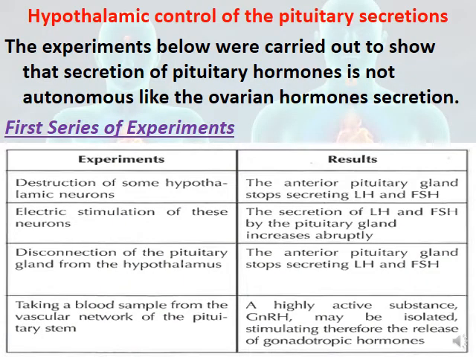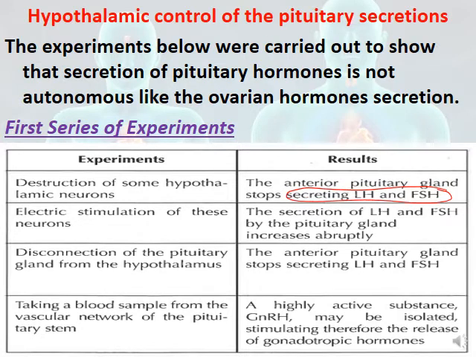Hypothalamic control of the pituitary secretions. The experiments below were carried out to show that the secretion of the pituitary hormones is not autonomous like the ovarian secretions. Let's start with the first series of experiments. We have destruction of some hypothalamic neurons. The destruction of some hypothalamic neurons leads to the stop of the secretion of LH and FSH by the anterior pituitary.